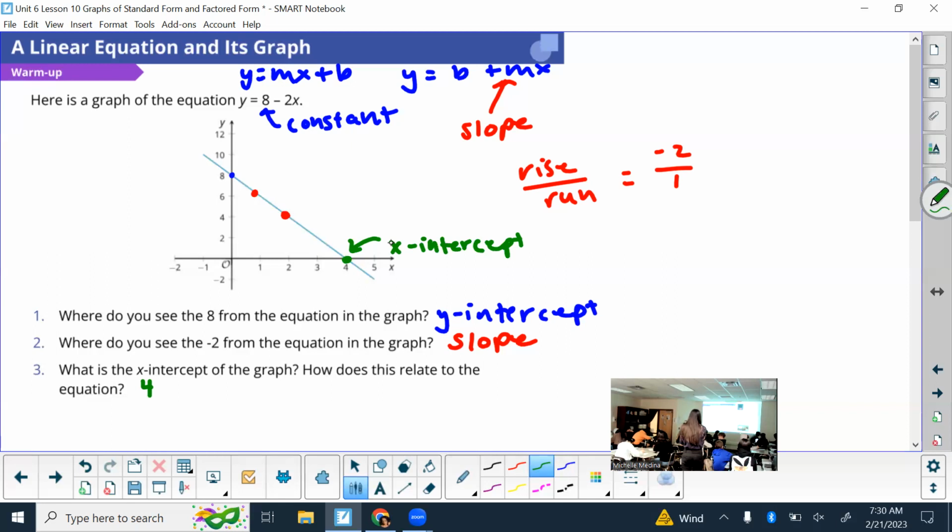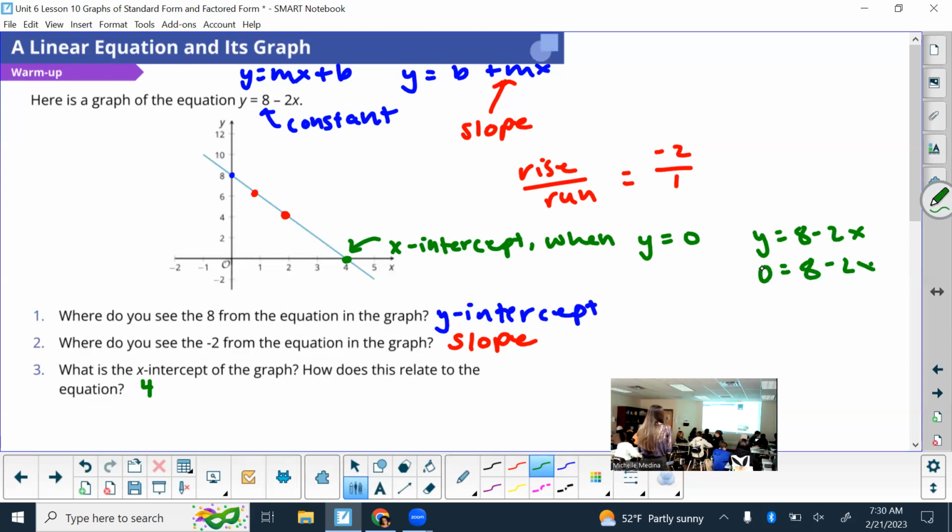It is when, no, there's more. Parker? Y equals 0. It is when y equals 0. So your x-intercept is when y equals 0, and that's the same for y-intercept, that's when x equals 0. So given your equation, and without graphing, you could plug in a 0 for the y, and solve for your x-intercept. And I'm telling you right now, it's going to be 4.